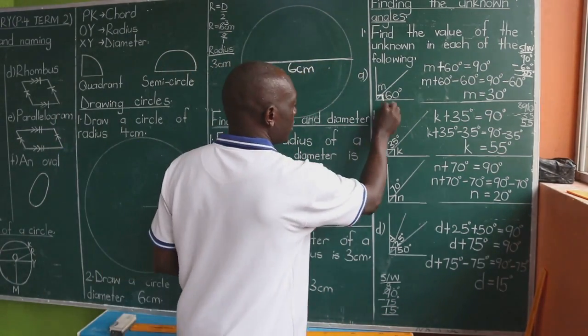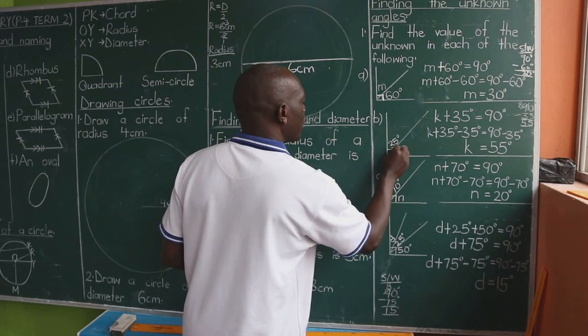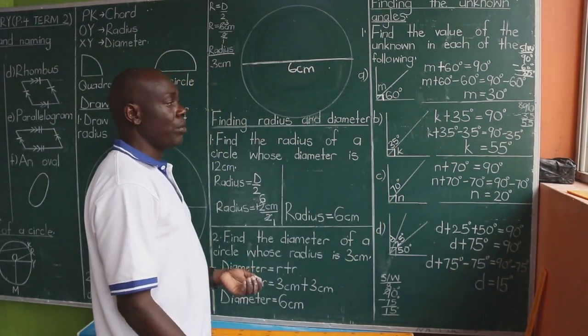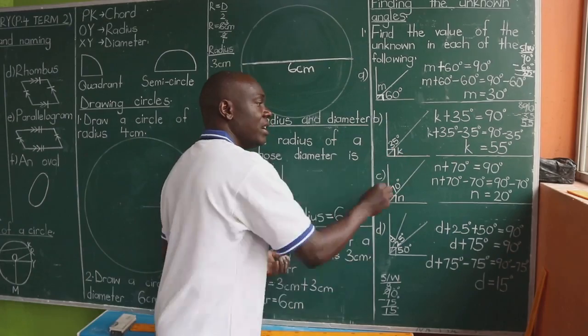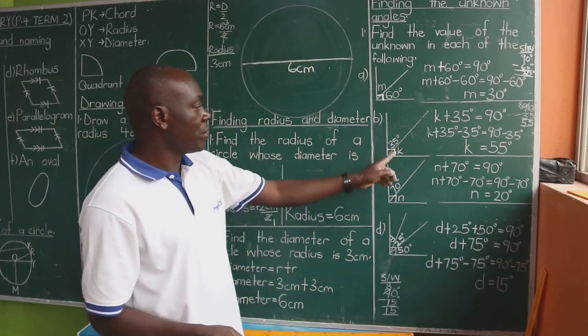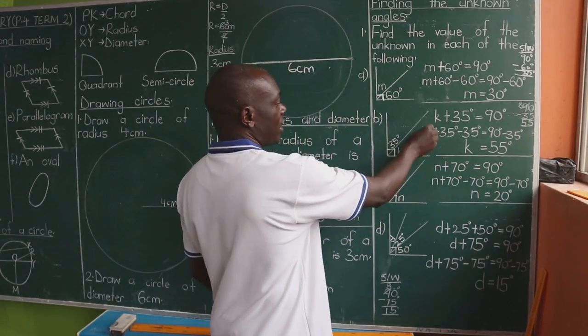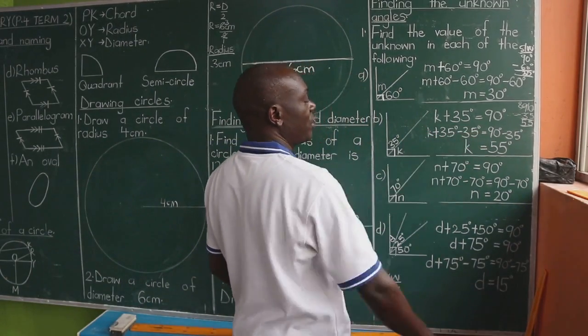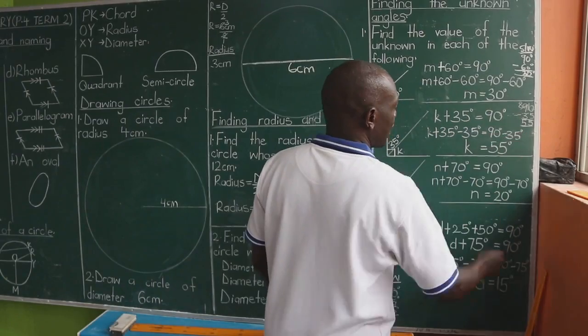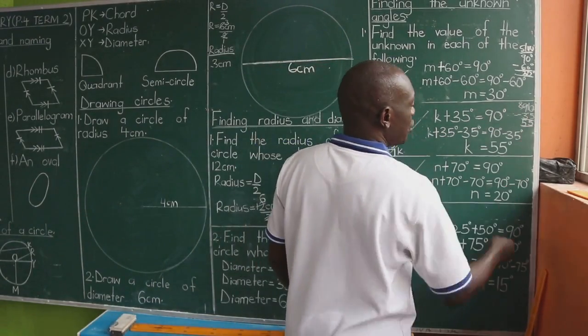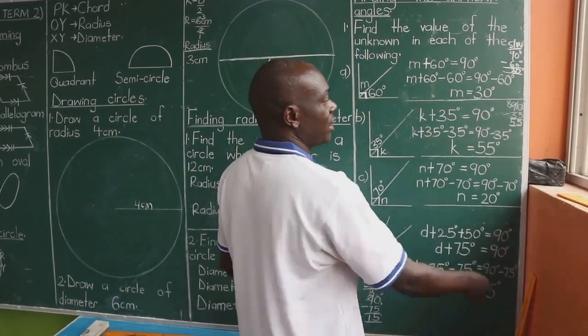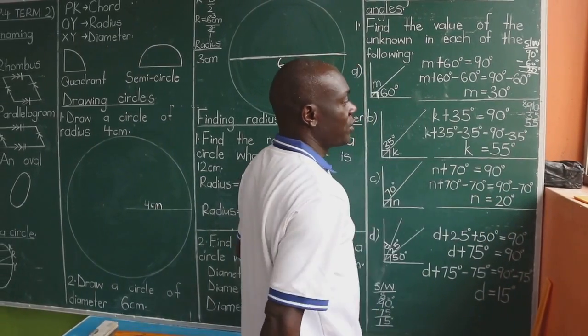Likewise in part B, it's the same figure with the right angle, all angles on a right angle. When you see a box like this, they add up to 90 degrees. So we say k plus 35 degrees equals 90 degrees. You say k plus 35 degrees minus 35 degrees equals 90 degrees minus 35 degrees. Put a side work to subtract vertically, 90 degrees minus 35 degrees.